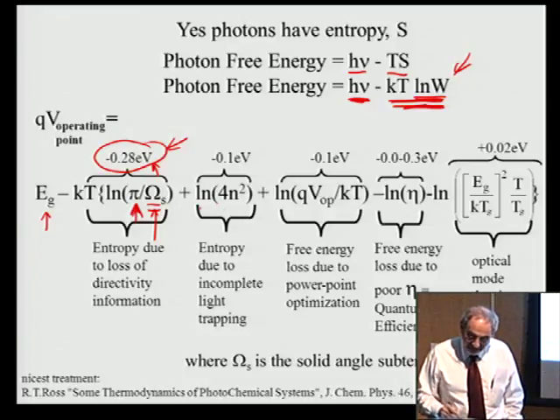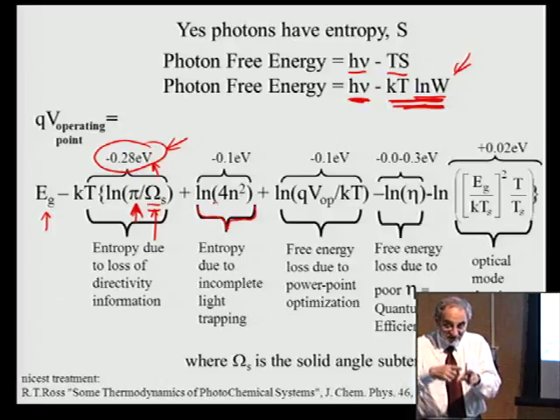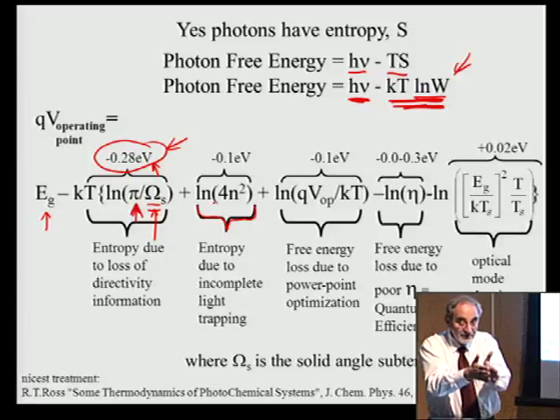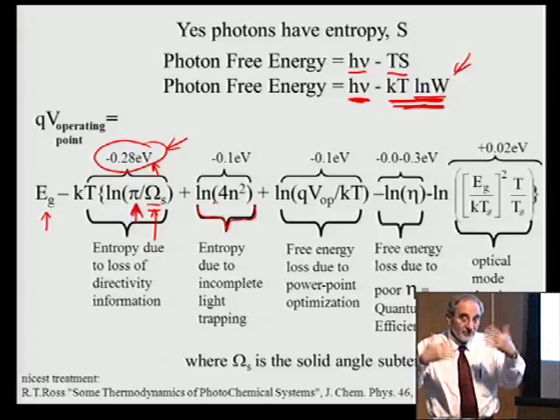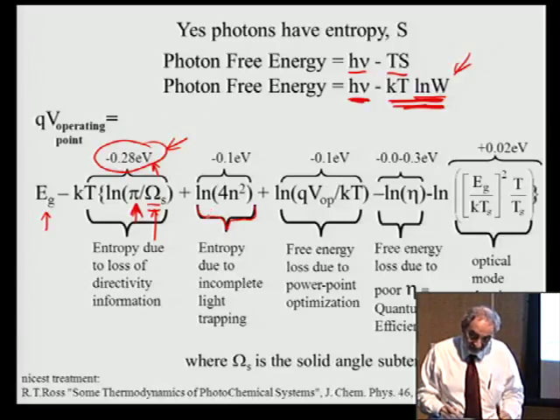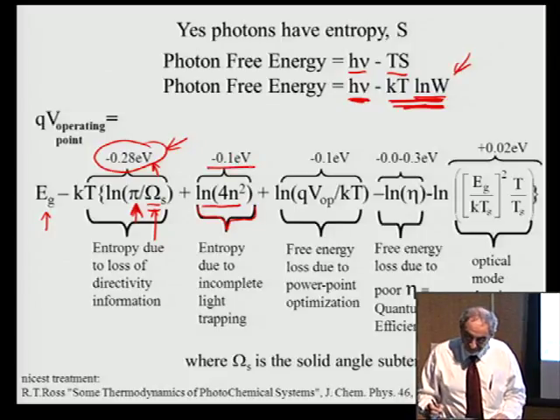Now, there are still many solar cells made that do not take advantage of the light trapping, and that would have concentrated the light. You can think of it as when the light refracts into the semiconductor, that it refracts to a tighter angle, and the sun looks even narrower. So it's the same effect. And if you don't take advantage of it, you lose another natural log of 4n squared. That's another 0.1 of a volt.